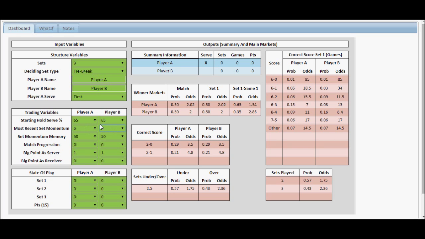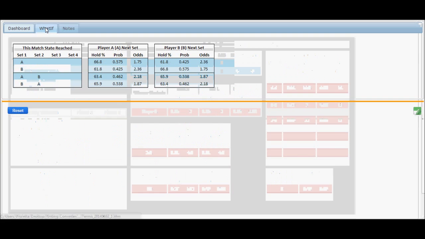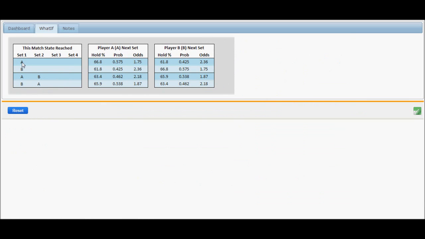Well, if we go to the What If tab, it gives a good illustration of this. So basically, if A wins the first set, his hold percent goes up from 65 to 66.8, and player B's goes down to 61.8. So as a result, that makes player A 57.5% to win that second set. If B wins that first set, then it's obviously reversed.